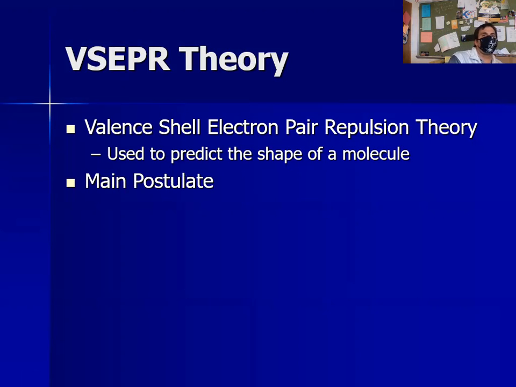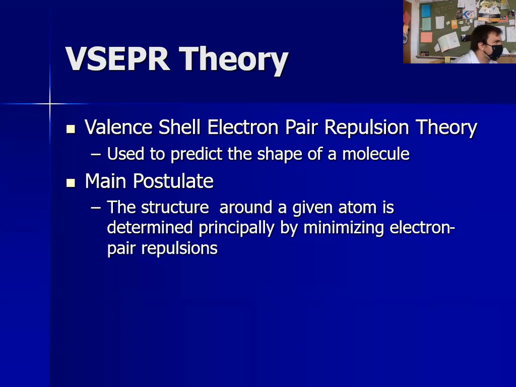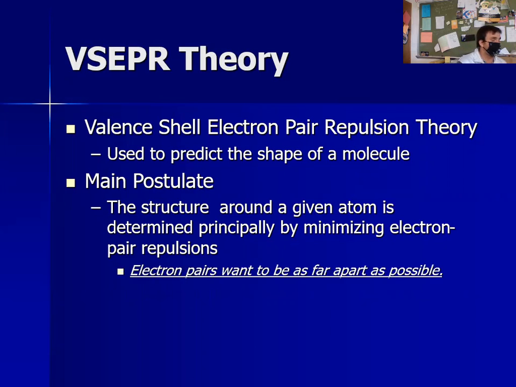Okay, it has one main postulate. The main postulate says that the structure around a given atom is determined principally by minimizing electron pair repulsion, because we know that electrons have a negative charge. We know that electron pairs stay together because of their spin numbers: the two electrons stay together because they're spinning in opposite directions. But in a molecule, we could have up to three lone pairs of electrons, so we want to minimize all that repulsion.